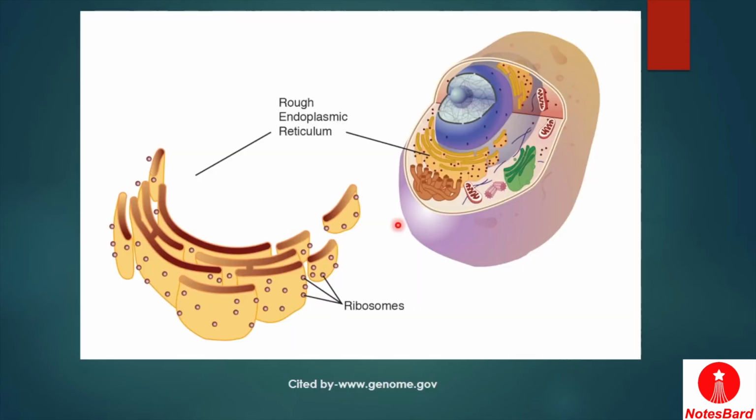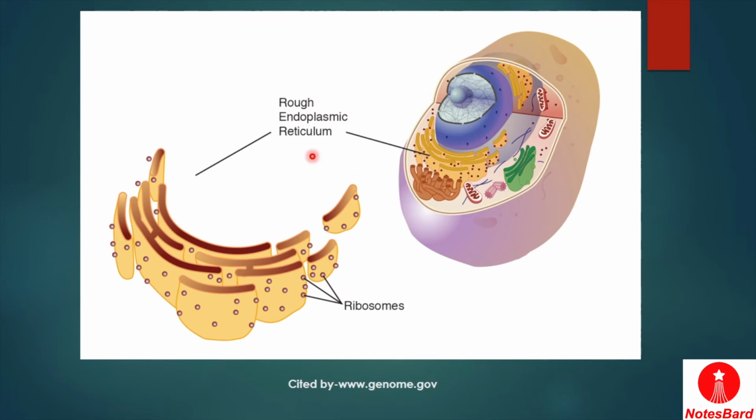So now let's understand the structure of the rough endoplasmic reticulum with the help of this diagram. Here we can see this is the eukaryotic cell having different types of cellular organelles, and this cell is covered by the plasma membrane. Here in the core is the nucleus, and there are sac-like and tubular structures attached to the nuclear membrane. They are the rough endoplasmic reticulum, which is followed by the smooth endoplasmic reticulum, appearing as tubular structures.